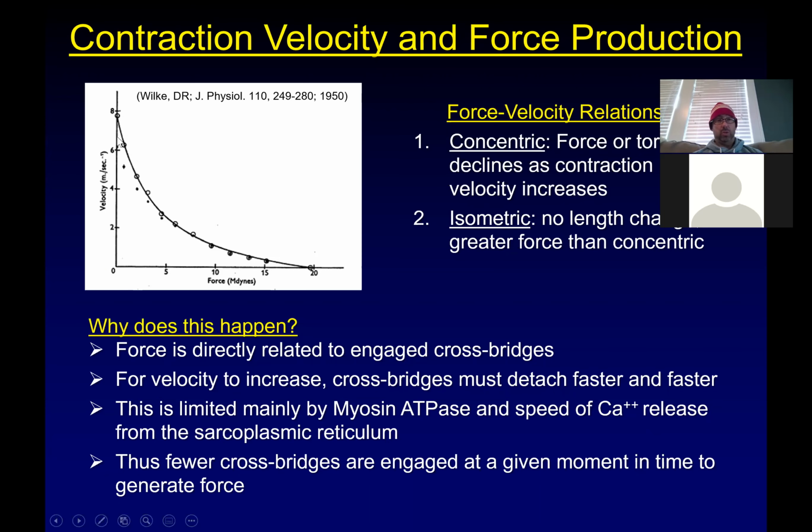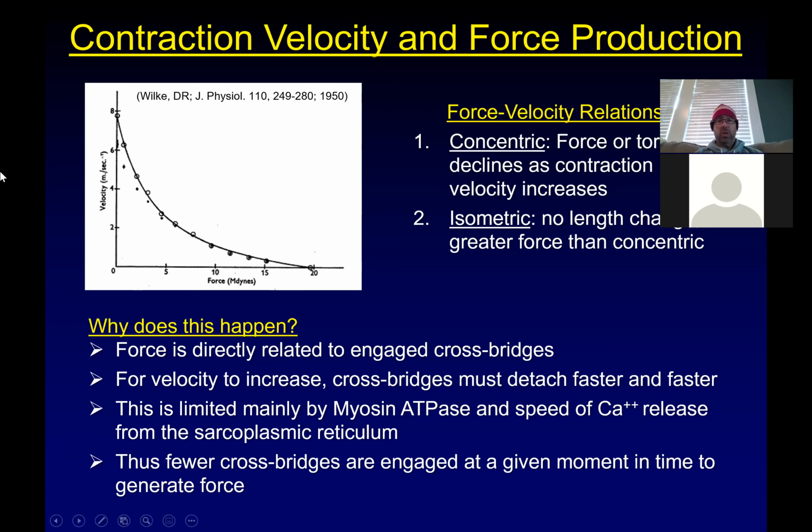Okay. So the graph that you're seeing right here is going to illustrate the relationship for a concentric muscle contraction. So a contraction where, if I'm doing a bicep curl, my bicep here is actively shortening. Okay. So in a concentric contraction, to get more force or to lift more weight, you're going to go slower.